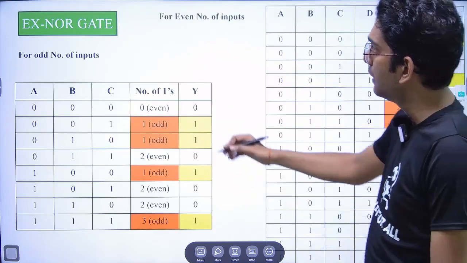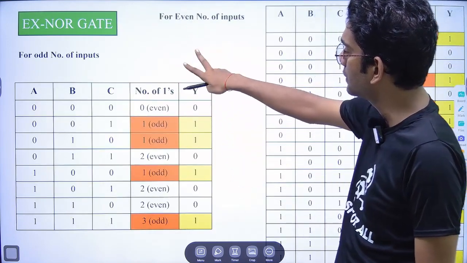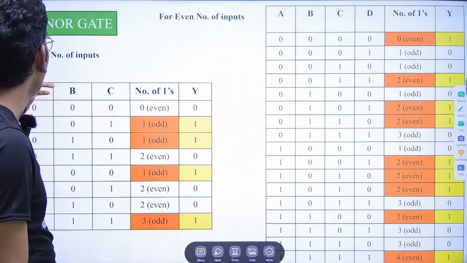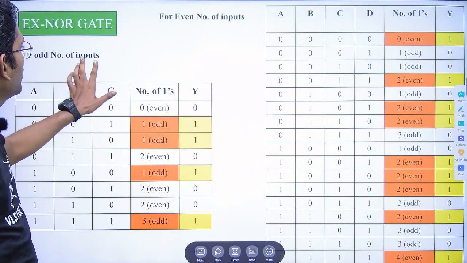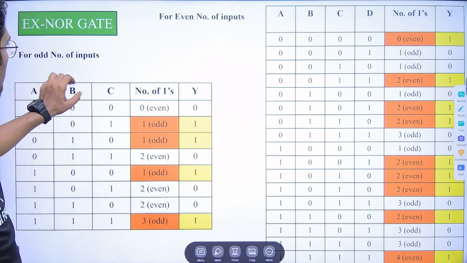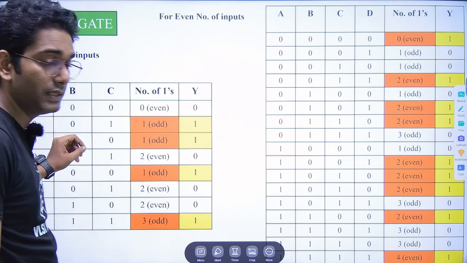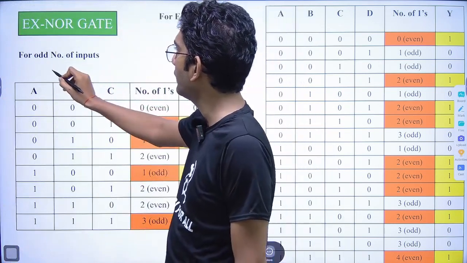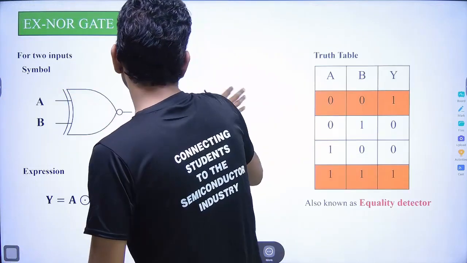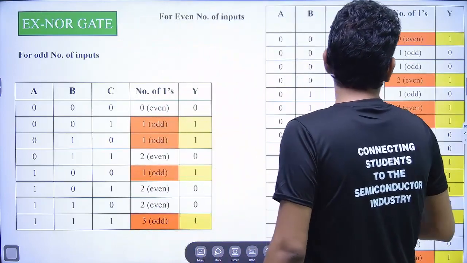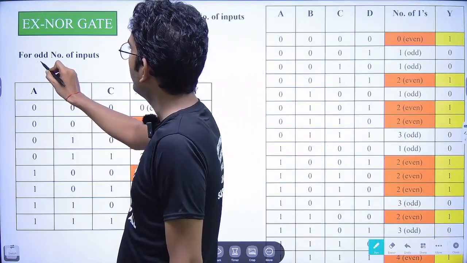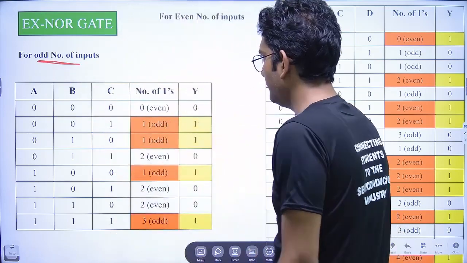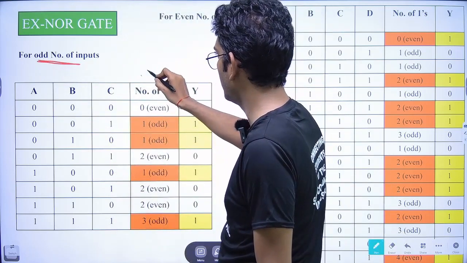Now let us take some more examples. Here I have taken the XNOR gate for an odd number of inputs. In the XNOR gate, it basically depends on the number of inputs also. In the XNOR gate, if the number of inputs is odd, it will act as an odd number of ones detector. Here you can see.